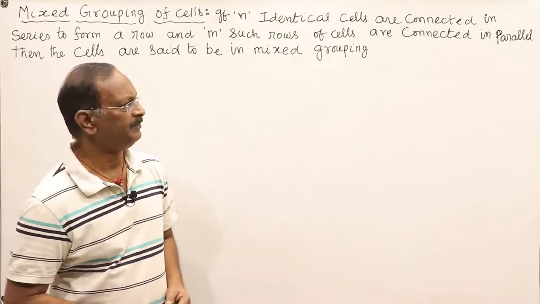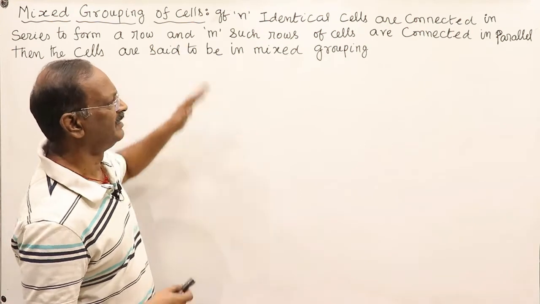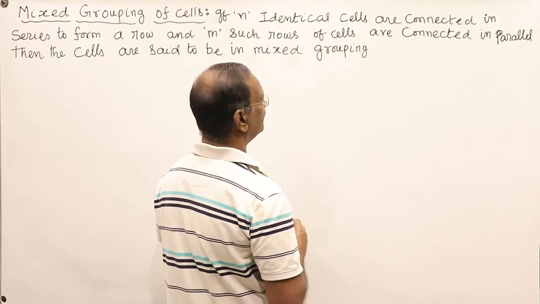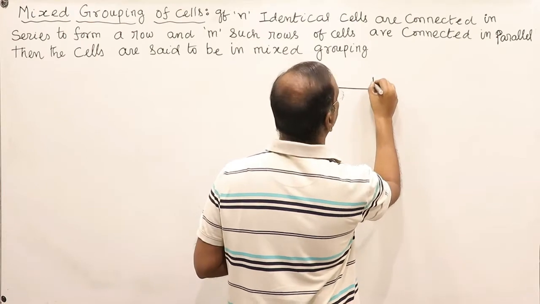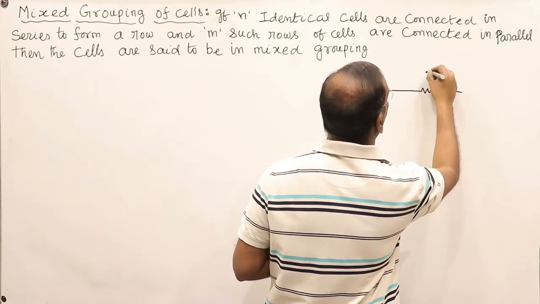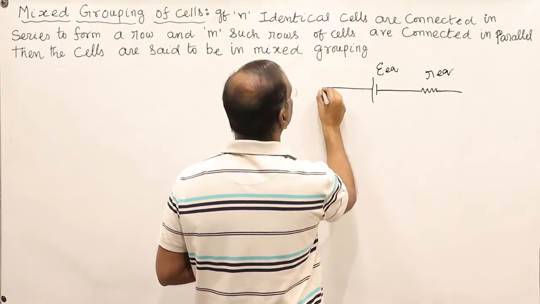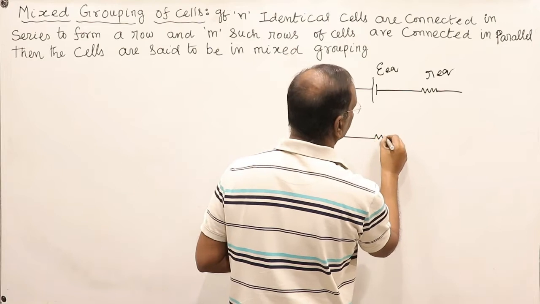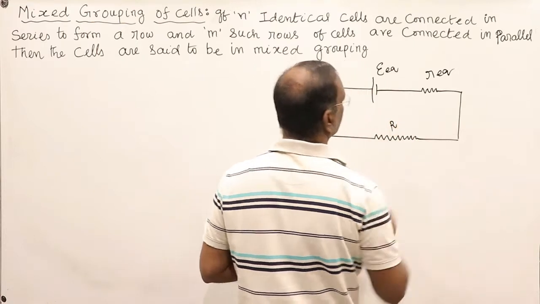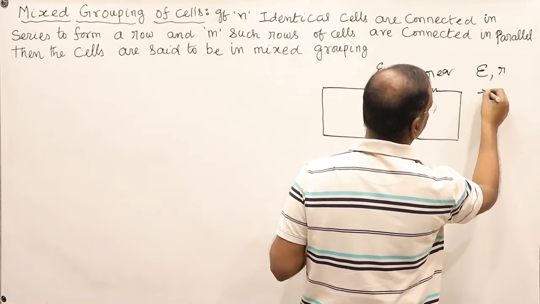In continuation with the previous video, that is video number 15, cells and their combination. For the fixed combination of cells, we have made the simplified diagram as a single cell, converted into a single cell with internal resistance R equivalent and E equivalent, with external resistance R, where E is the EMF of a single cell and r is the internal resistance for a single cell.